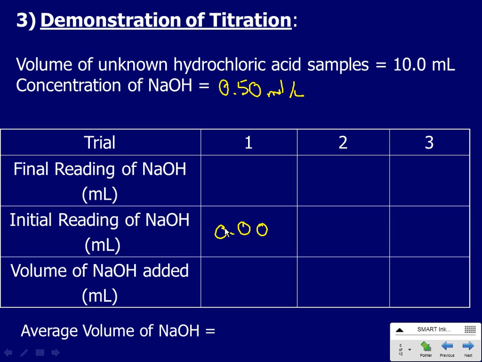Does anybody remember what happened to the pH numbers as you kept adding base? What did they do? What happened to those pH numbers? Yep. They went up, but they went up really slowly. Remember how you thought, hey, is this what's supposed to be happening? Why isn't it going up? And then when you got to like 9 milliliters and then 10 milliliters, what happened to the pH?